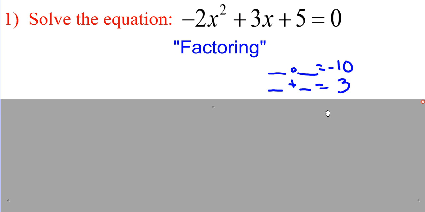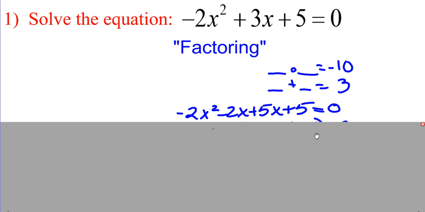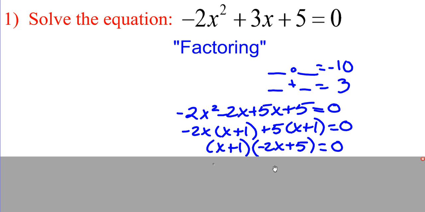We could use a +5 and a -2. So if we do that, and we write it out with our four terms, we could try factoring by grouping now, using that +5 and the -2. Again, the way that I have it arranged here, I could divide out a -2x from my pair on the left. I could divide out a 5 from my pair on the right. And notice how I'm left with each pair having that remainder of x plus 1. So one factor is going to be x plus 1. The other factor could be -2x plus 5 equals 0.